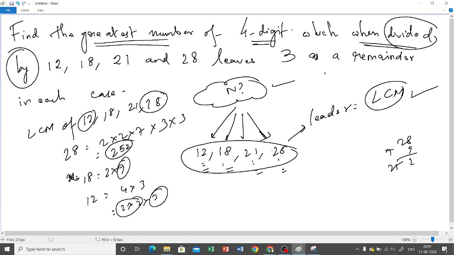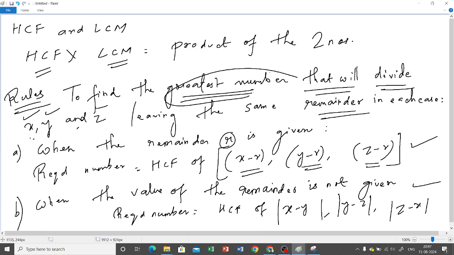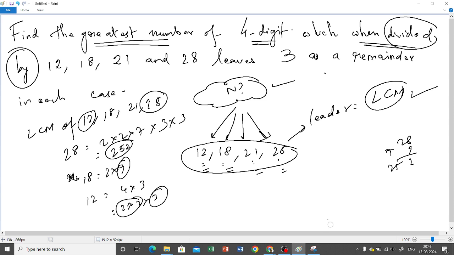You understood? That is the case of HCF, because there you need to find the greatest number that will divide, because HCF, remember, is highest common factor. Factor is something which divides. LCM is least common multiple. Multiple is something which is divided. So the LCM of 12, 18, 21, and 28 is 252. So 252 is completely divisible by this set of numbers: 12, 18, 21, and 28.